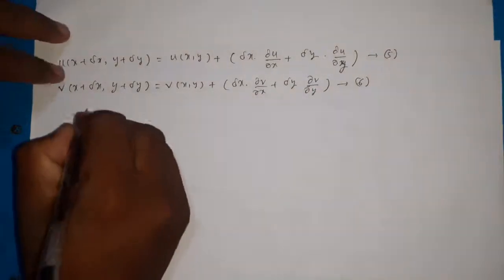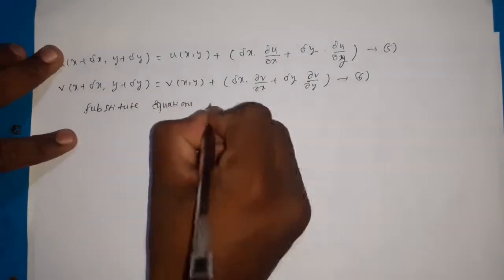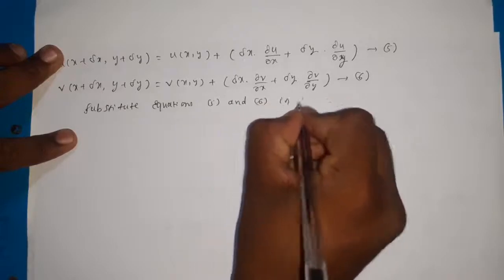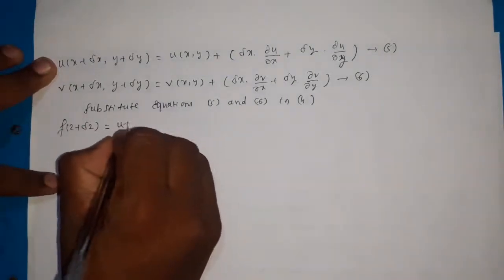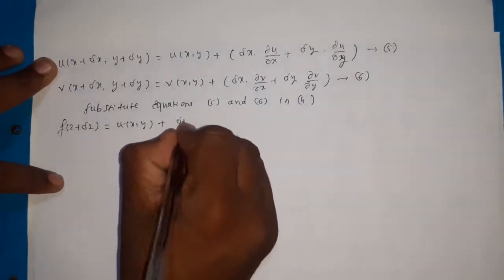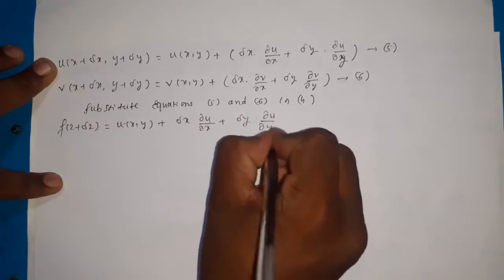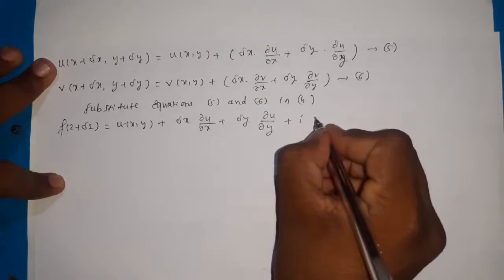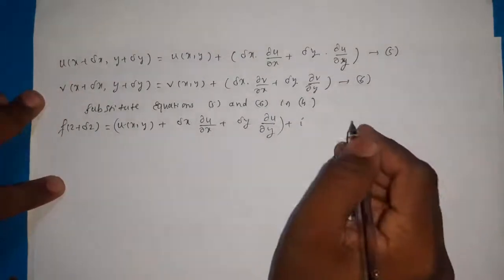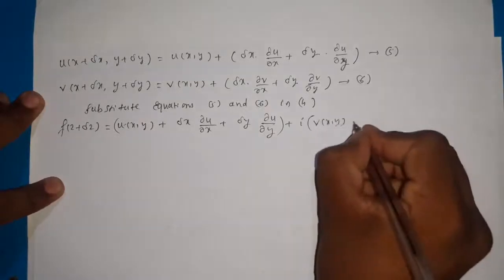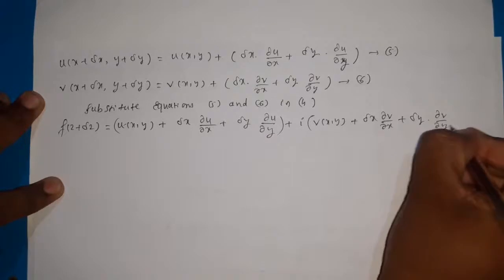Now substitute equations 5 and 6 in 4. Then f of z plus delta z is equal to u of x comma y plus delta x into dou u by dou x plus delta y into dou u by dou y, plus I into, because it is the real part, u of x comma y plus I into v of x comma y, that is v of x y plus delta x into dou v by dou x plus delta y into dou v by dou y.